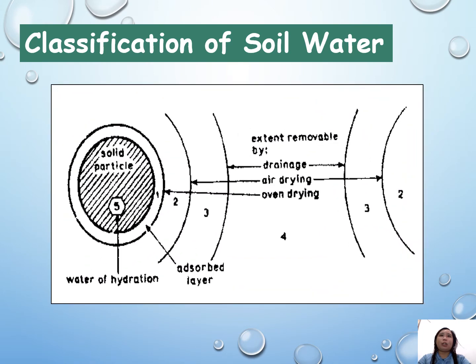Now, this is an illustration of the different categories of water. You have, for number one, the adsorbed water. As you can see, the water is adsorbed in the soil particle. For number two, this is the water at permanent wilting point. For number three, that is the capillary water, the one that is removable by air drying. For number four, you have the gravitational water that is removable by drainage. And the last one, the fifth one, that is the chemically combined water, which is already considered part of the crystal structure of the solid particle.